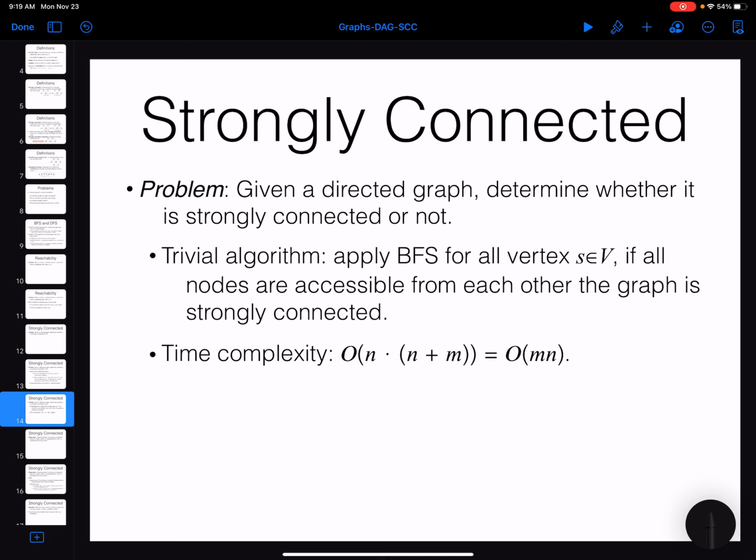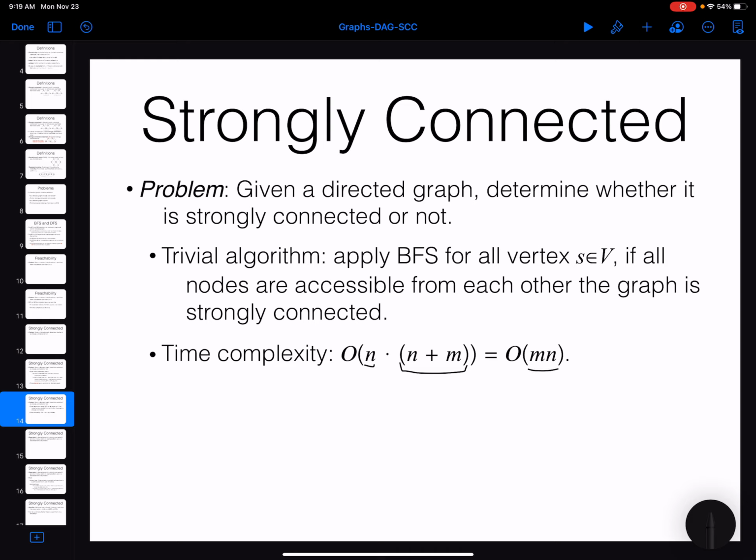The time complexity of this algorithm is going to be n, the number of nodes, multiplied by the cost of one DFS or BFS, which is going to be the summation of the number of nodes plus the number of edges. So in total, we would say that the time complexity is going to be n times (n plus m).